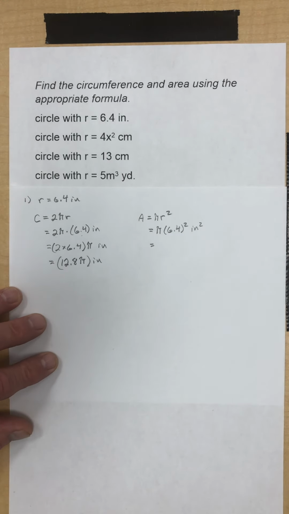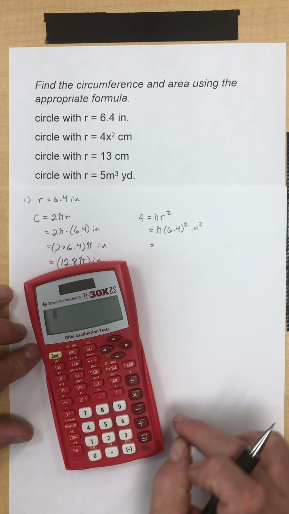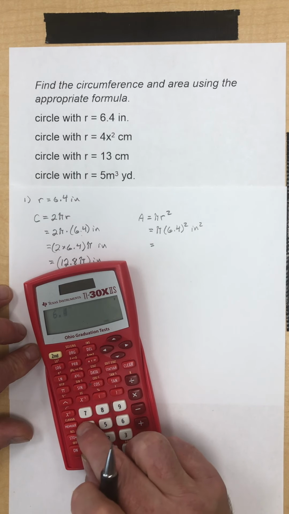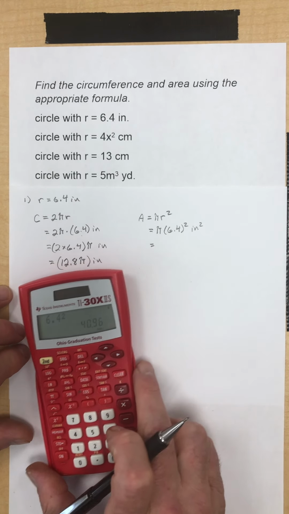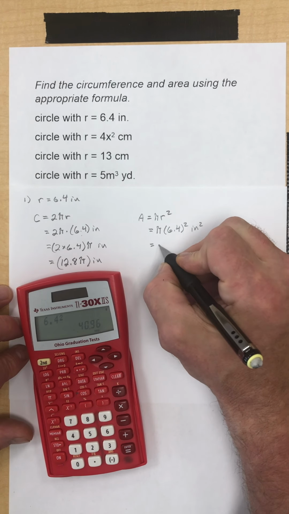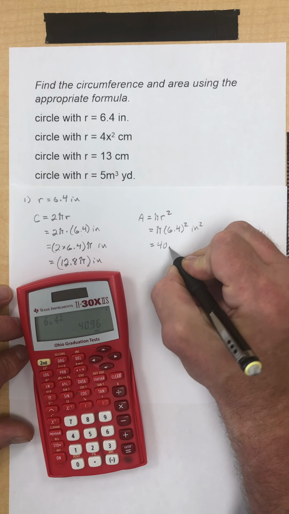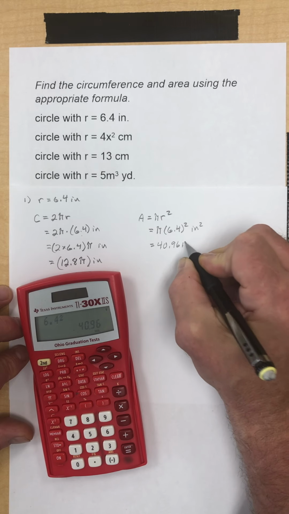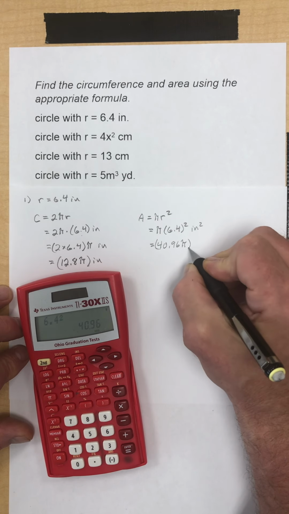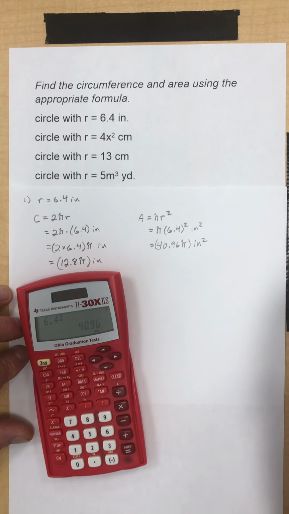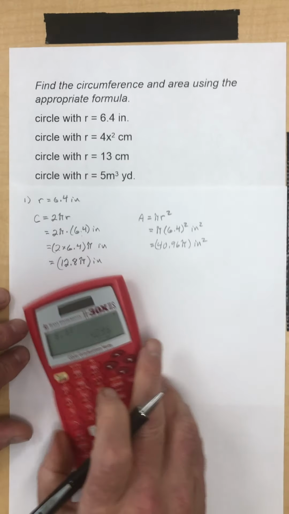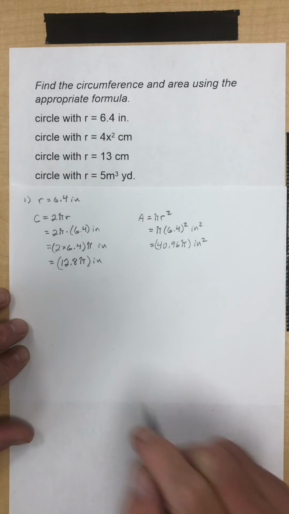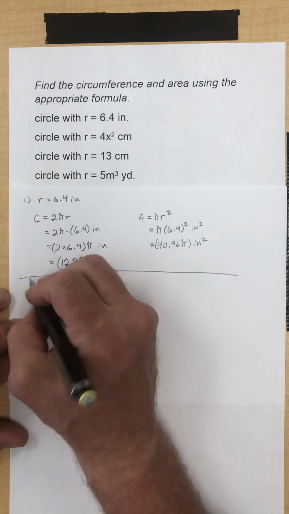Okay, so that's where you go to a calculator and you go 6.4 and you square it, and so we get 40.96. So we had 40.96 pi, and that's squared inches right there. See how easy that is to work with? Okay, let's do that second one down.